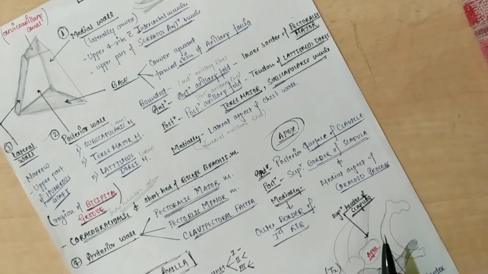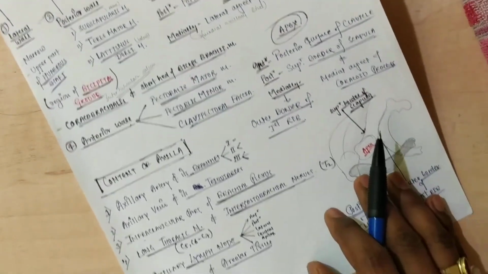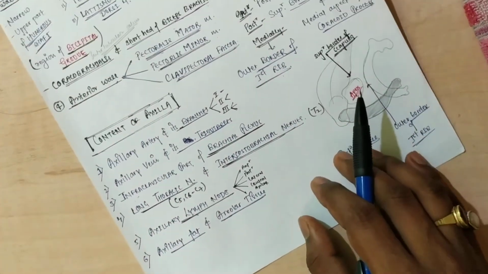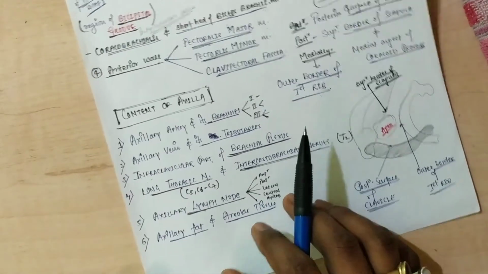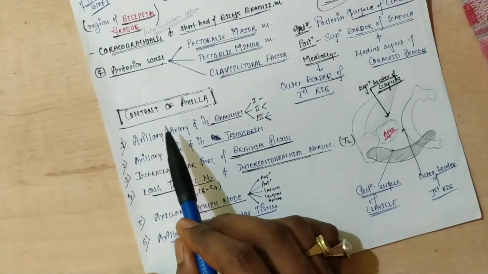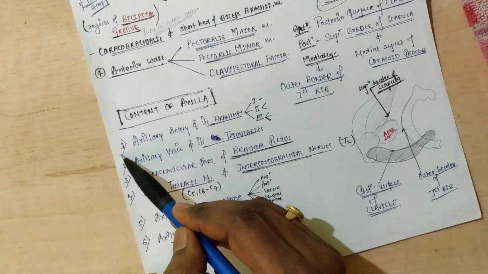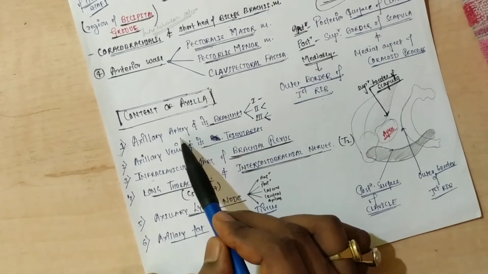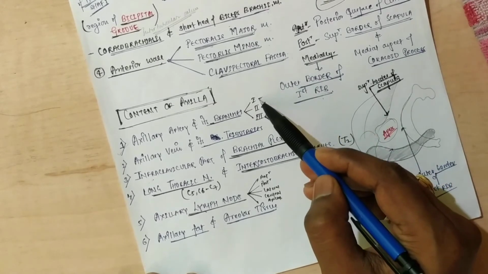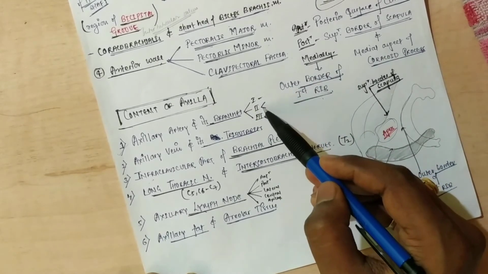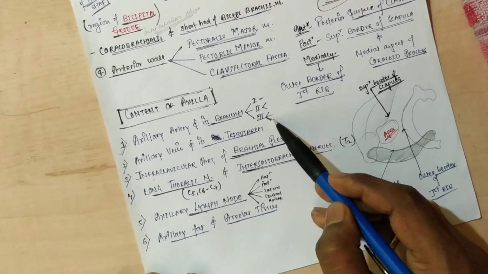Now guys, we will talk about the whole content of the axilla. The first one is the axillary artery. It contains the axillary artery and its branches. The first part contains 1 branch, the second part contains 2 branches, and the third part contains 3 branches.